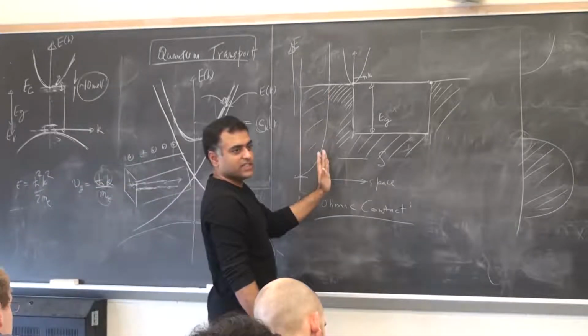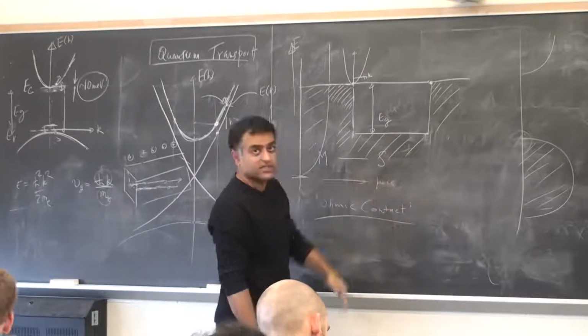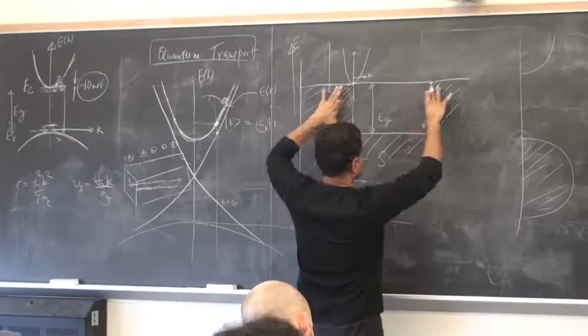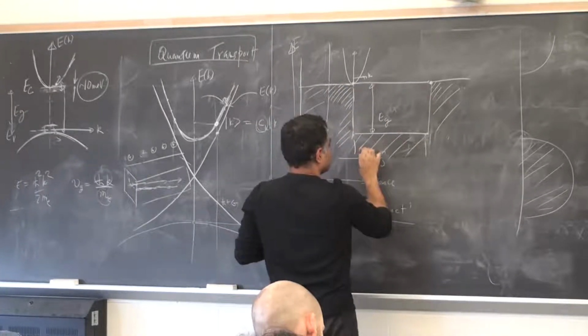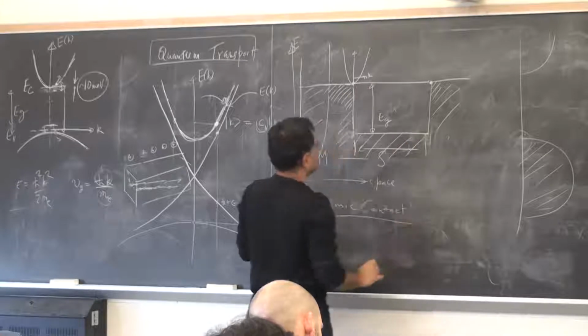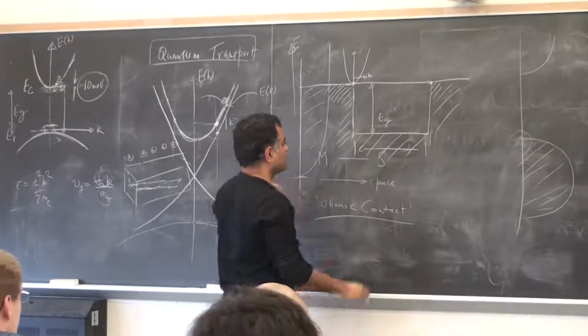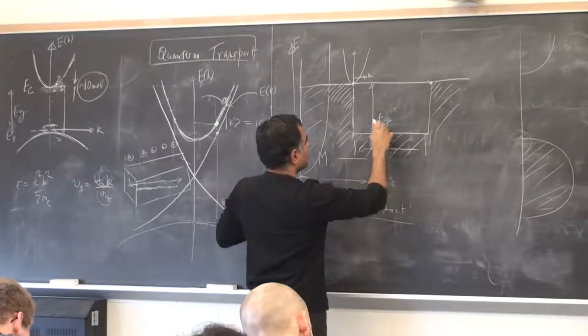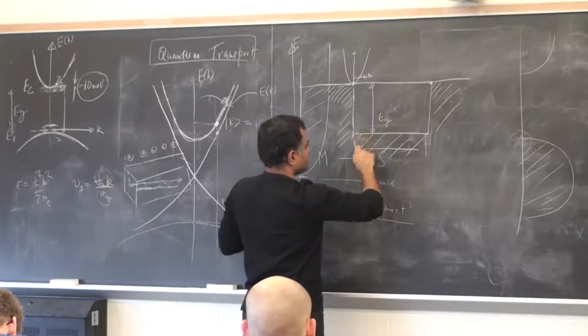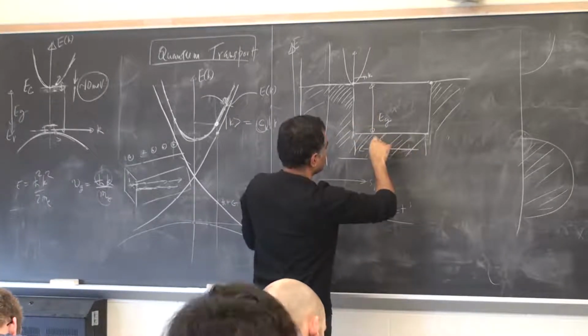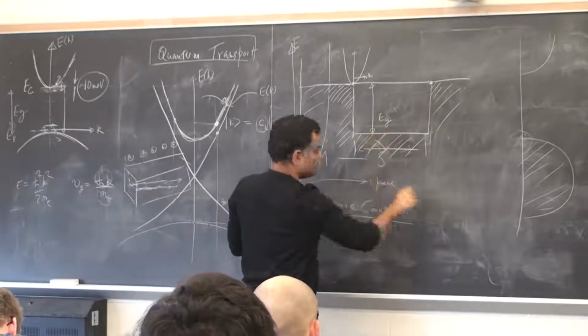I'm just plotting the energy in the vertical direction, space in this direction. Here's the semiconductor, maybe a certain length. It has a gap in the energy spectrum. And then you have the conduction band and valence band. So first of all, just by looking at this picture, valence band is completely full. So even though it has a lot of electrons, it's not going to give you any current.